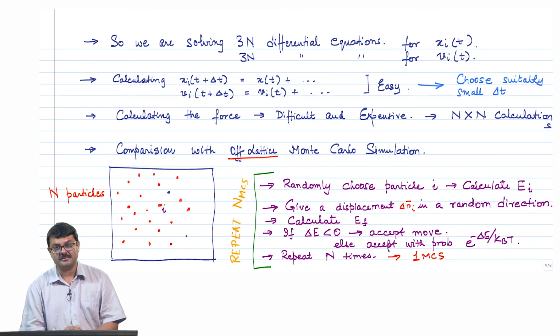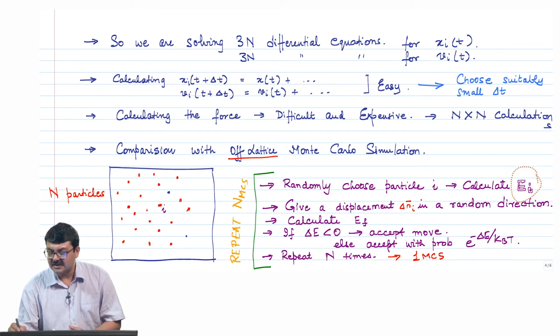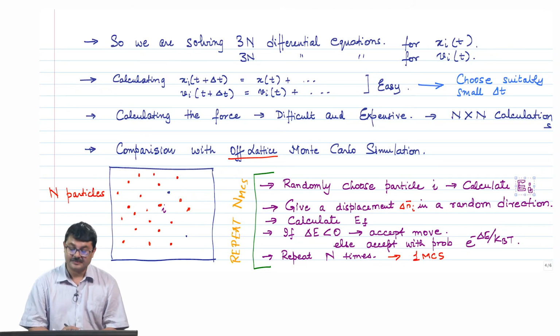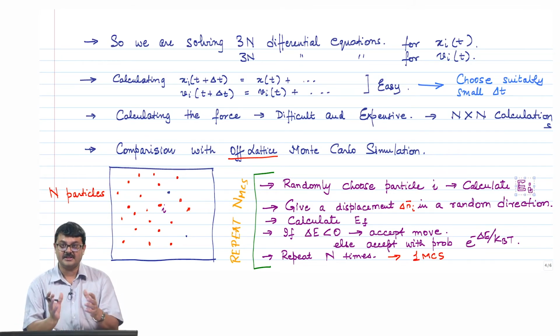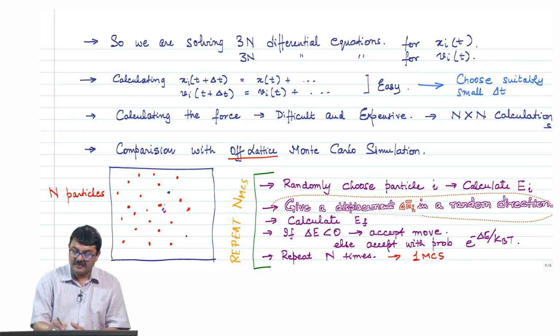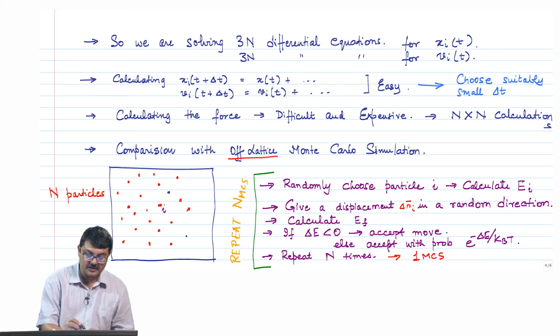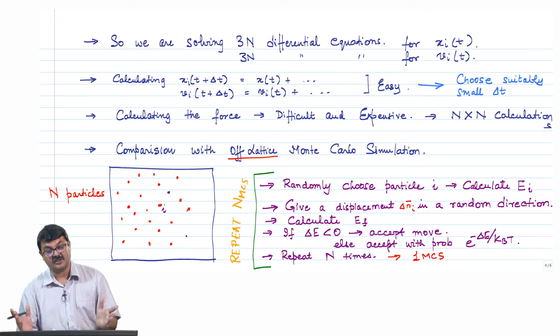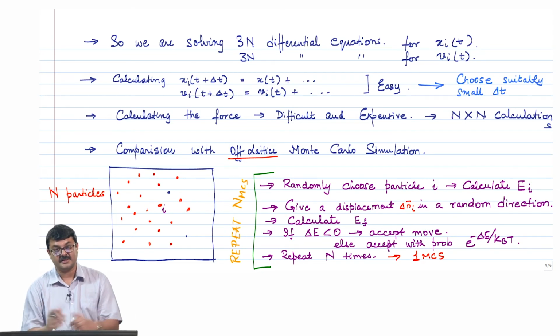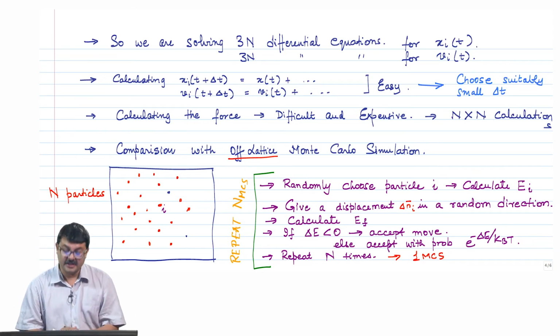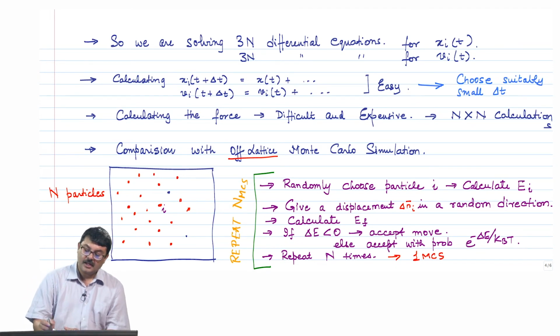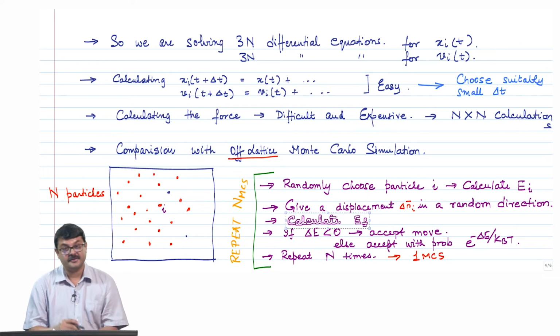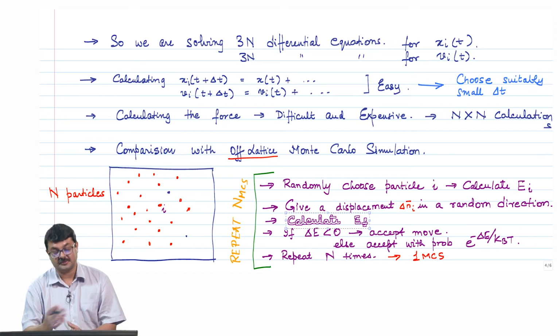But before we give the random displacement, we calculate the initial energy of the system, right, just like we calculated the initial energy in the Ising model case. Then after giving a random displacement, so suppose this particle would have moved somewhere here. That would result in a change of the interaction between this particle and the other particles, a change in the potential energy of the system. And so, we calculate E f, the new energy after the displacement.